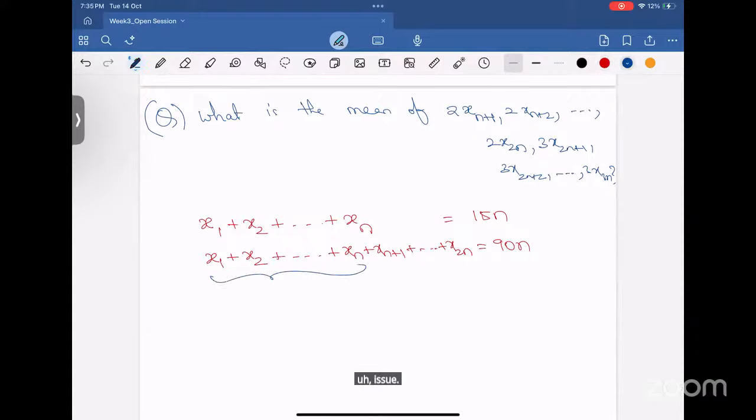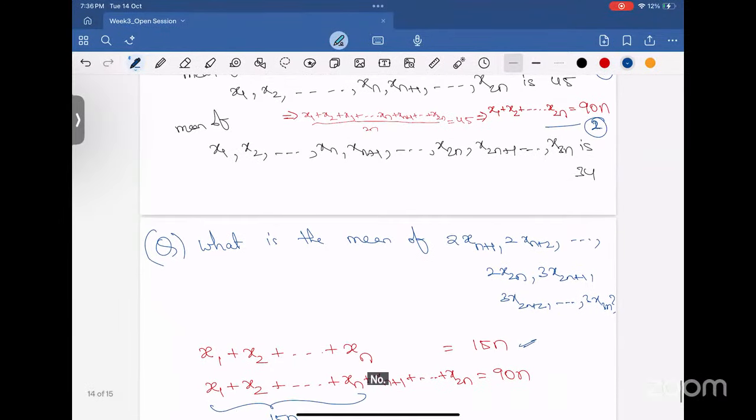What is this sum, x1 to xn? This is 15n. So if I substitute that as 15n, then I take that 15n to the right hand side. I'll get this sum, xn plus 1, xn plus 2, and so on till x2n, which is 75n. Let's say this is equation 3.